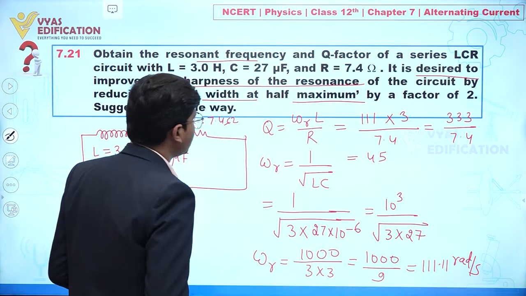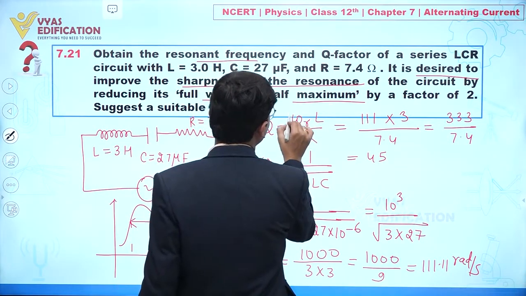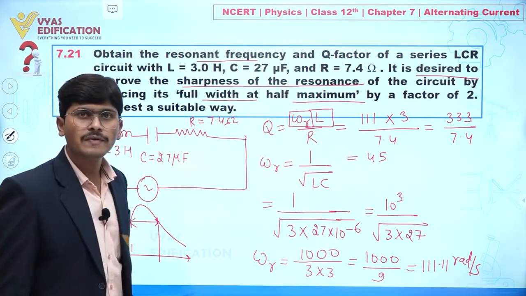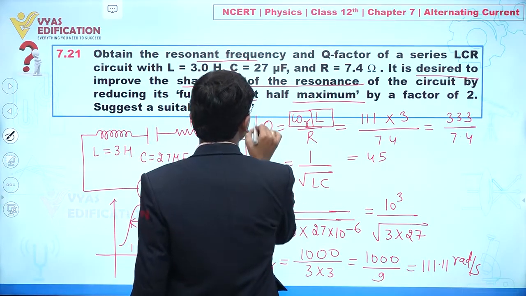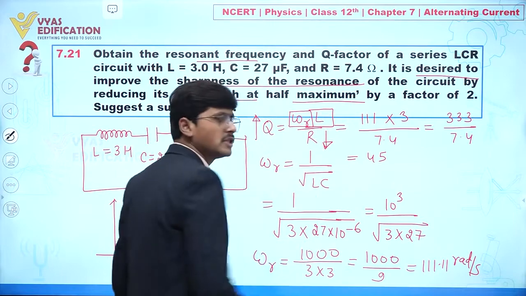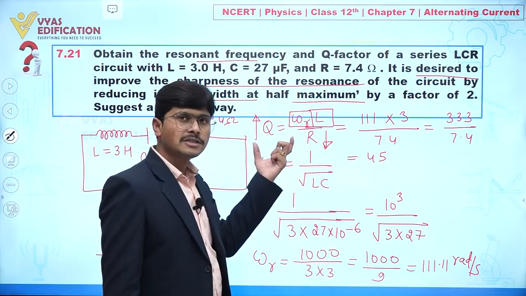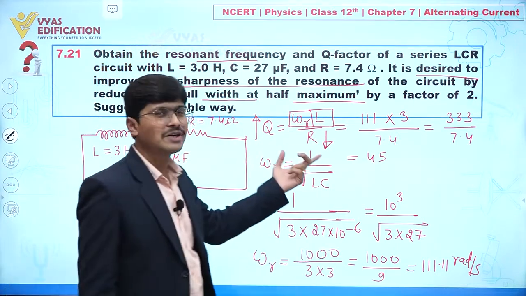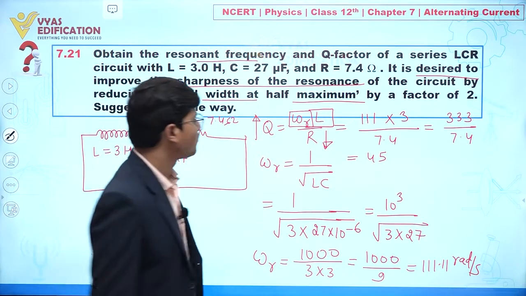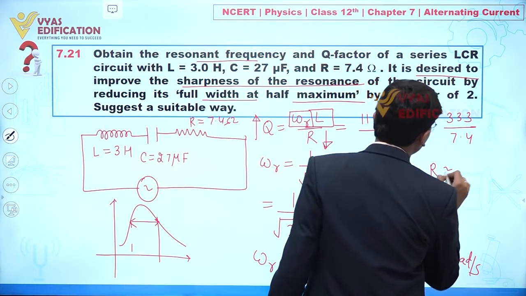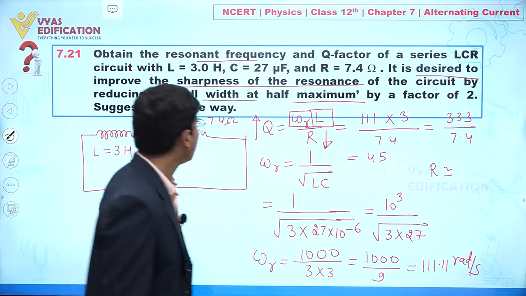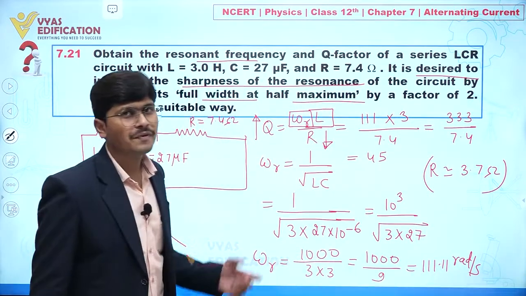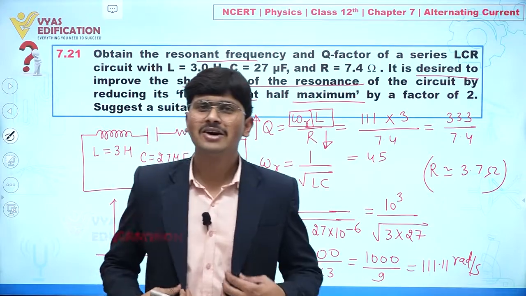Now let's suppose I am keeping this omega R constant. For omega R constant, L should be constant, the value of L should not vary. It means if we want to increase the value of Q, I have to reduce the value of resistance. If I want to increase this Q factor by a multiple of 2, we have to reduce the value of resistance by a factor of 2. So I am suggesting that instead of 7.4 ohm, if you utilize a 3.7 ohm resistor, you can improve the Q factor of this circuit. So this is all about this question.